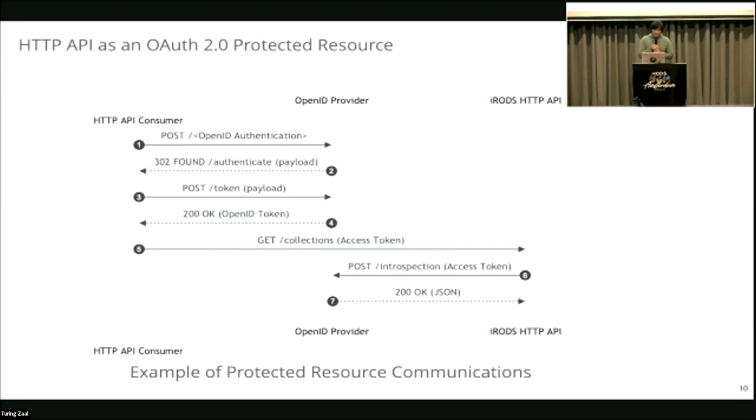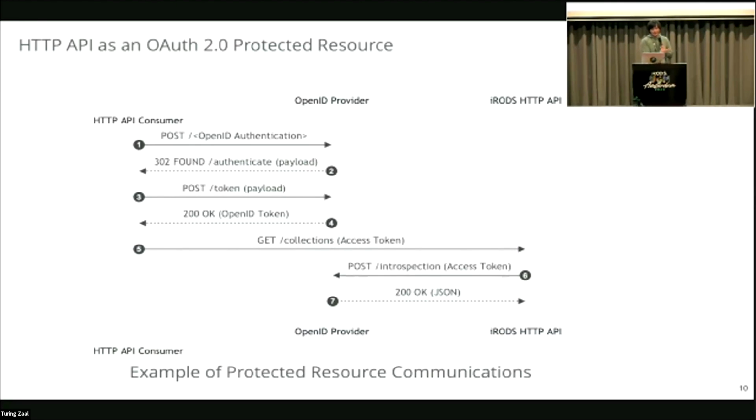So if you look up there, communication elements like 1 through 4, previously, all effectively needed to go through the iRODS HTTP API, which is on that side. But now that is no longer the case. The API consumer, which is effectively whoever's building on top of the API, now can go directly to the OpenID provider.